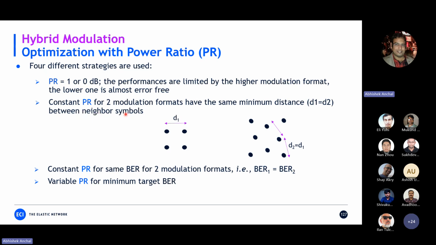The next one is to choose the power ratio depending upon the distance between the symbols. Let's say the distance for QPSK is D1 and here it is D2. So try to choose the power ratio in that ratio, so the power ratio is equivalent to the ratio of these distances. Another one is to choose the power ratio according to equal BER, so that both modulation formats end up with the same BER. Another is to choose the power ratio according to the minimum target BER, which is the minimum BER required for them to lock. So choose the power ratio accordingly to achieve those minimum target BERs.